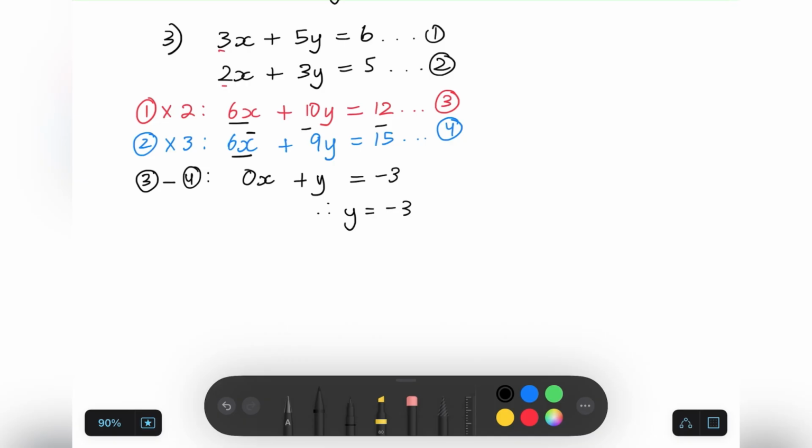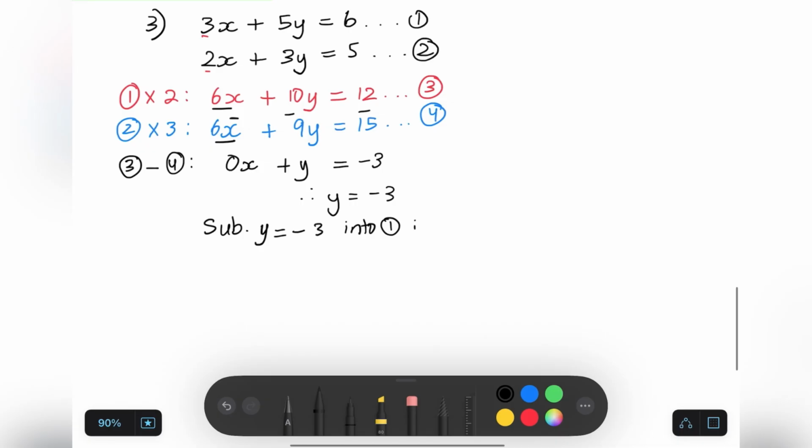And now that I have what y is equal to, I could go ahead and substitute that. Oops, I was writing substitute x. Substitute y is equal to negative 3 into any one of the equations. Let's look at equation 1. Wherever I have y in equation 1, I will replace it with negative 3. So this will be 3x plus 5 times negative 3 is equal to 6.